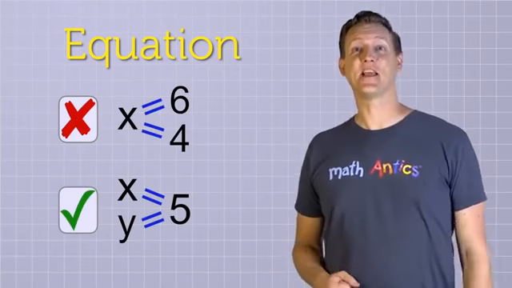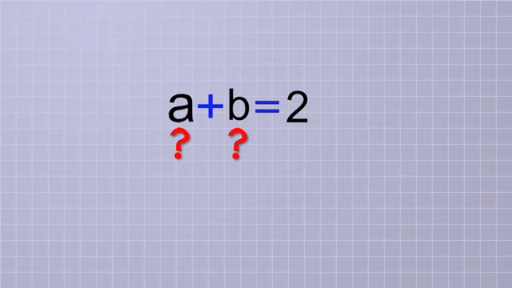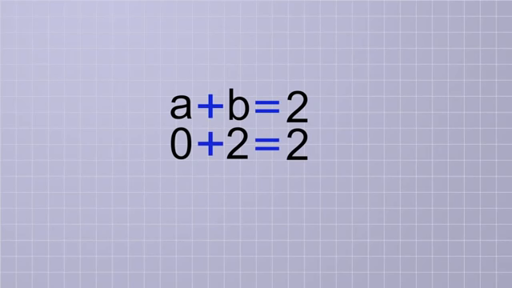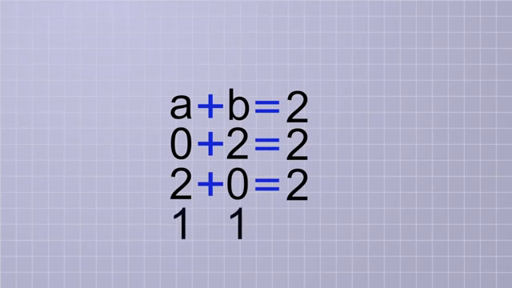Yes, and here's an example of that. Let's say you have the equation a plus b equals 2. What could a and b stand for so that the equation's true? Well, if a was 0 and b was 2, then the equation would be true. Or we could switch them around. If a was 2 and b was 0, the equation would also be true. But there's another possibility. If a was 1 and b was also 1, that would make the equation true, right?